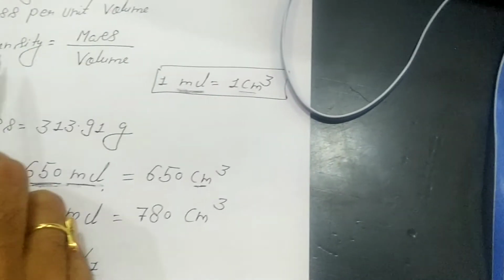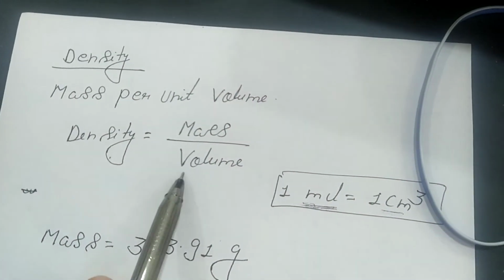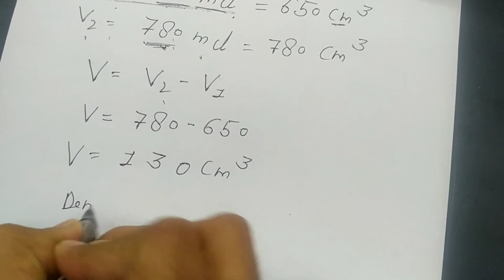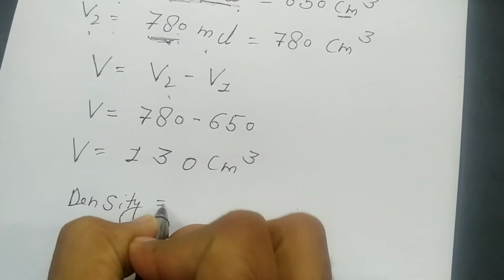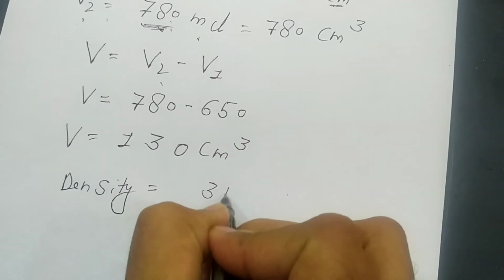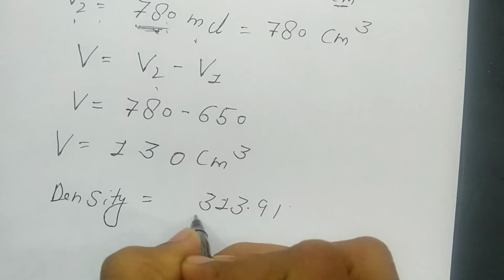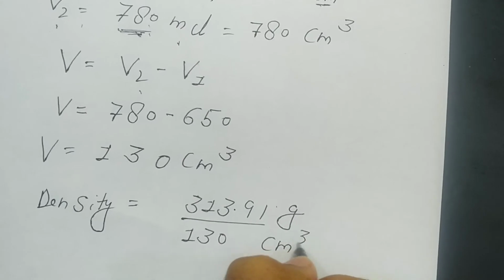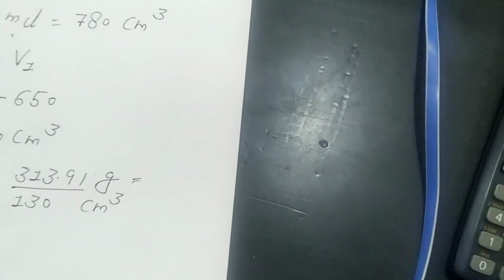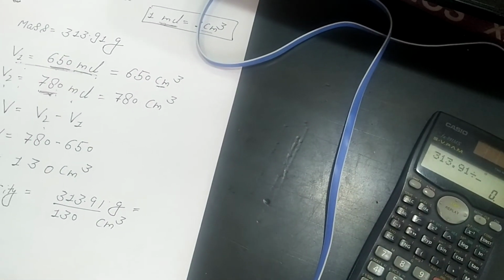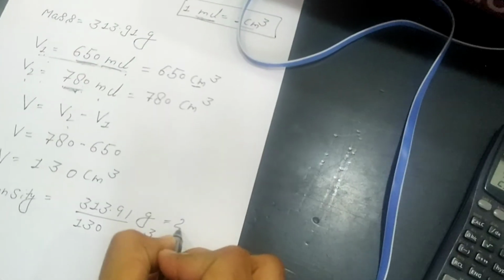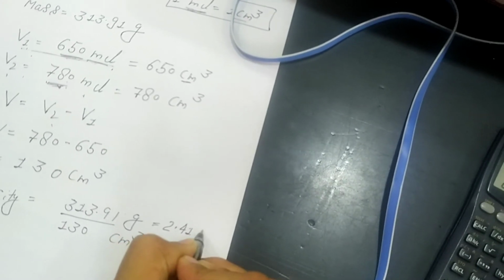Now here is the formula for calculating density. Density is equal to mass upon volume. So I'll write density is equal to mass upon volume. Mass is 313.91 gram upon 130. Volume is centimeter cube. If I solve it, 313.91 divided by 130 is coming out to be 2.41 gram.